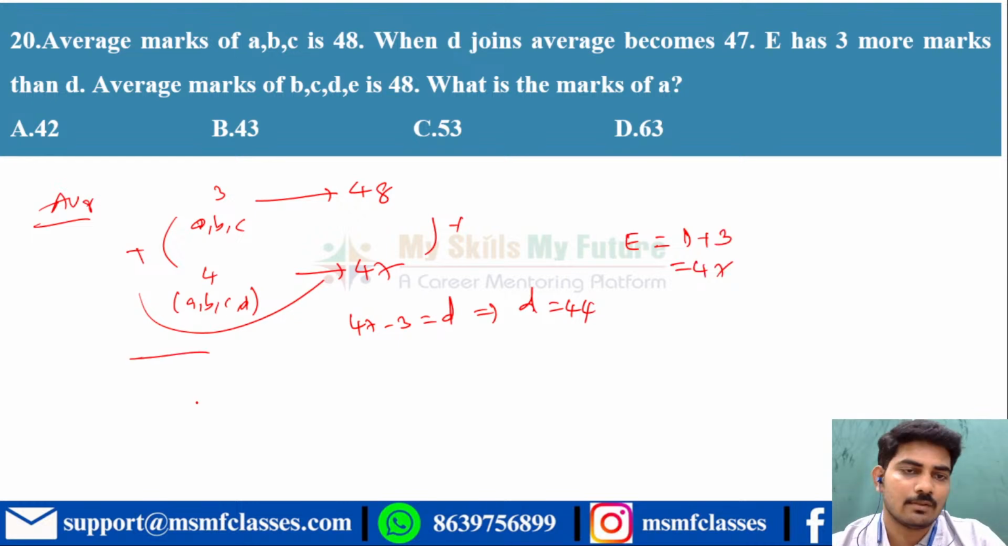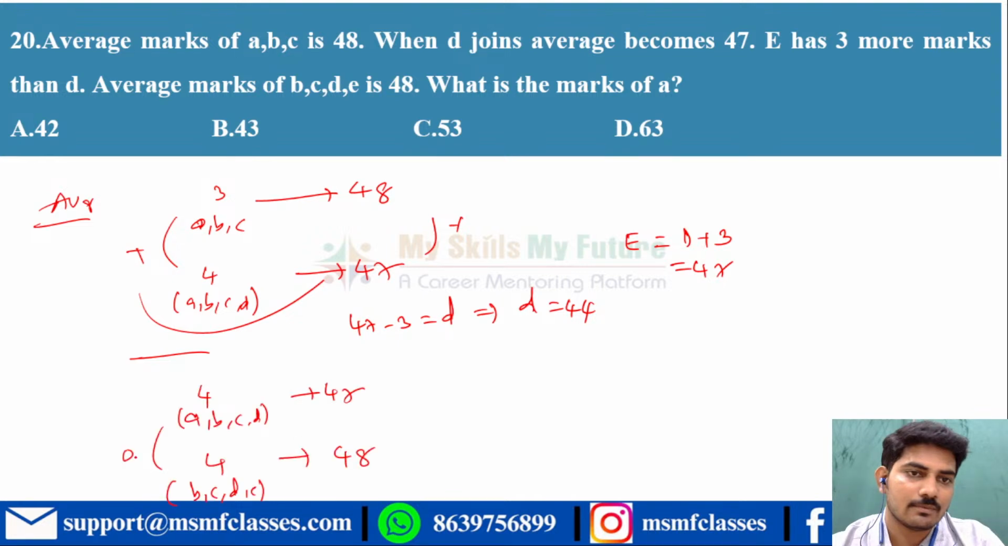So now I know the value of ABCD is 47. I know the average of BCDE as well. So it will be 48 here. So here the same persons are present. The average is increased by 1. But here ABCD is present, here BCD is present. So here BCD and BCD get cancelled. Here A will be left, here E will be left here.